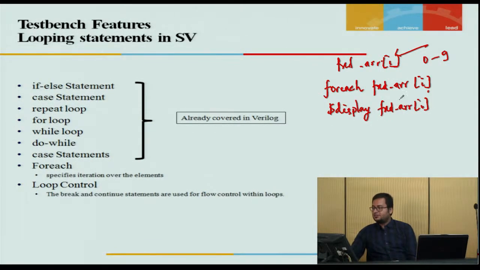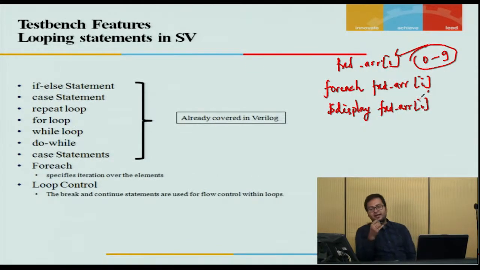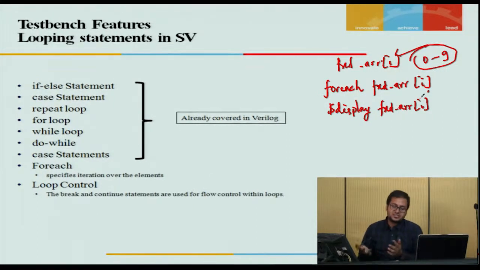So in our case, if the range is 0 to 9, then it will start from 0 and till the 9th location it will print all the values. This foreach statement is very helpful in cases when you want to debug your test benches, to check whether the array is being initialized with proper values or not. So in those scenarios, foreach has been very useful. Then loop control, the break and continue statements, are also exactly taken from C and Verilog.